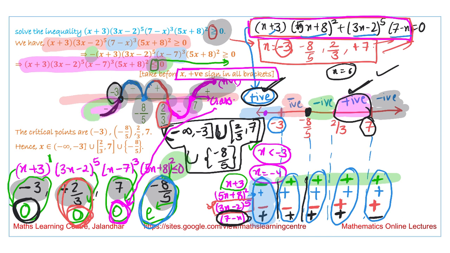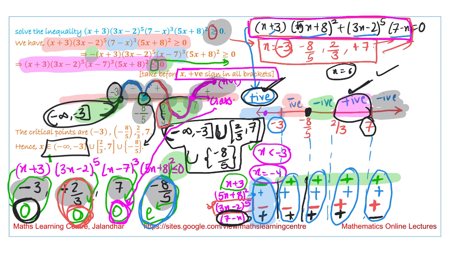So we are basically interested in these negative portions, and because of the equality sign over here, this 8 by 5 is included. So the solutions we have lie in this region, that is minus infinity to minus 3. Then minus 8 by 5 is there, and then for the negative portion, it lies between 2 by 3 and 7, closed interval. So these are the answers.